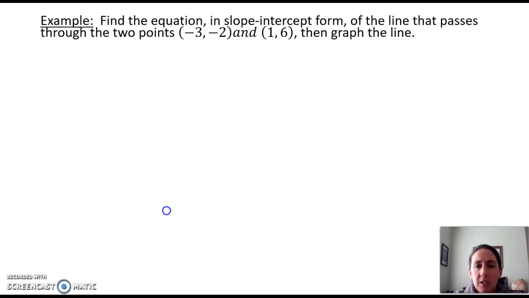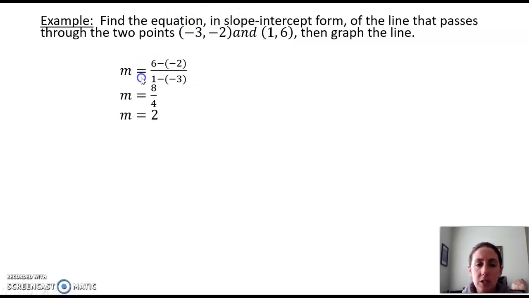Find the equation in slope-intercept form, y equals mx plus b form, of the line that passes through the points negative 3, negative 2, and 1, 6, and then we'll graph the line. All right, in order to write the equation of a line, you need a slope and a point. Well, we don't have a slope, so that's going to be our first thing. Take the y from our second point minus the y from our first point over the x from our second point minus the x from our first point, and that gives us 8 over 4, or 2.